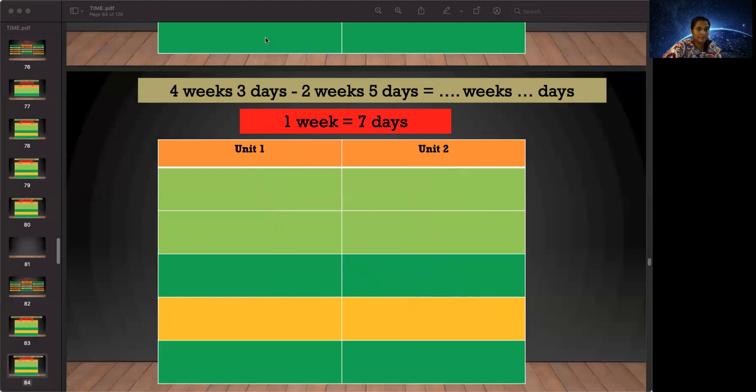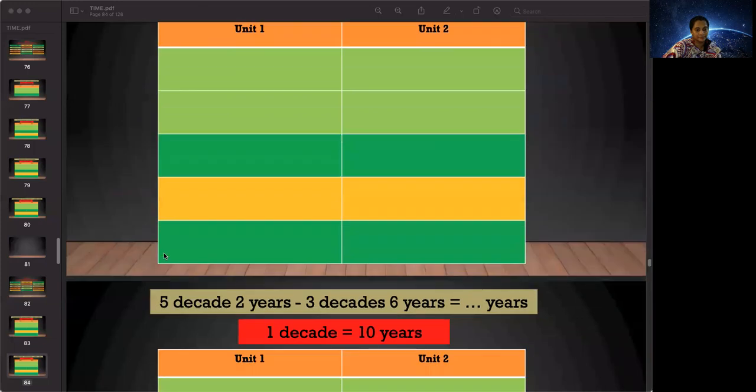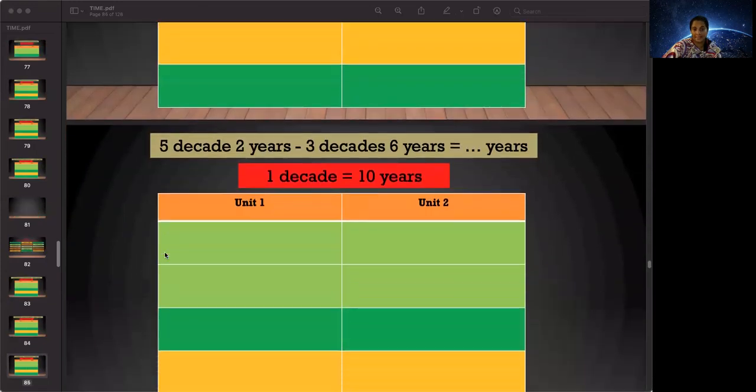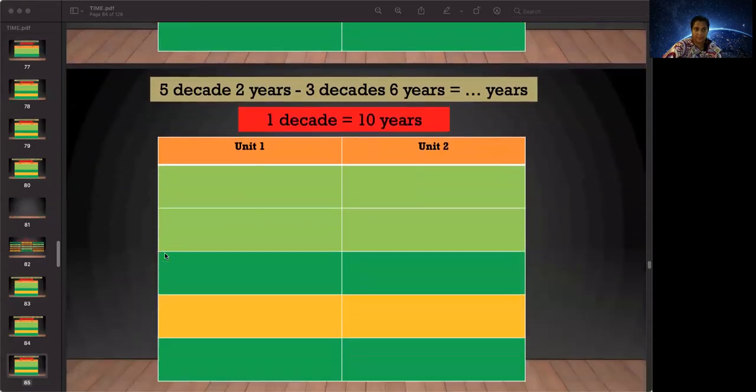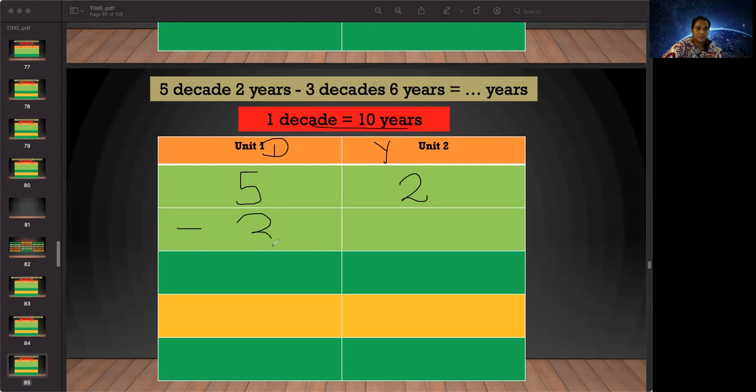Hopefully we can find a little bit more challenging. How about with decades and years? Okay, so over here we have a question, 5 decades, 2 years. So this is our decades column and this is our years column. Remember, conversion is 1 decade is 10 years. Minus or take away 3 decades and 6 years.